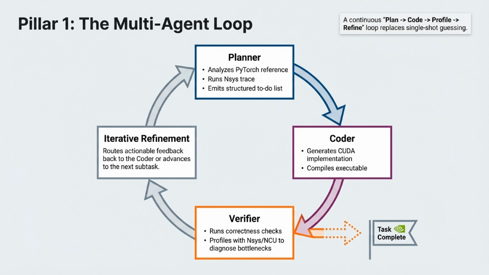Let's break down the first pillar of this system, the multi-agent loop. This replaces single-shot guessing with a continuous plan, code, profile, and refine cycle. It starts with the planner, which analyzes the PyTorch reference, runs NSYS traces, and emits a structured to-do list. This list goes to the coder, which generates the CUDA implementation and compiles the executable. Then, the verifier steps in to run correctness checks and profile the code using NSYS and NCU to diagnose bottlenecks. Finally, this routes actionable feedback back for iterative refinement.